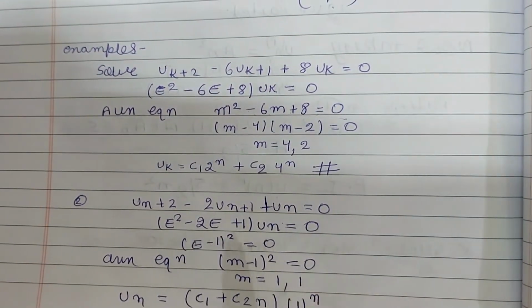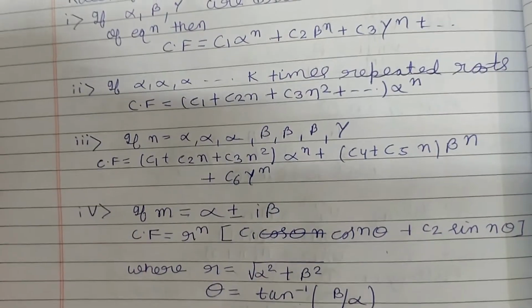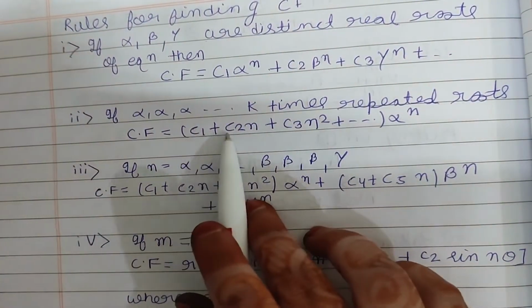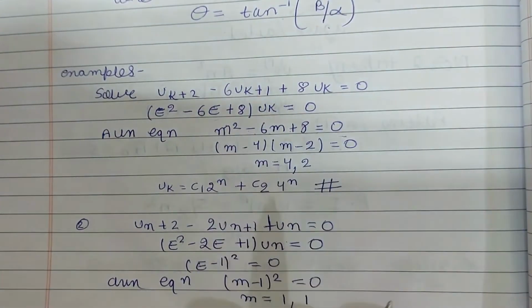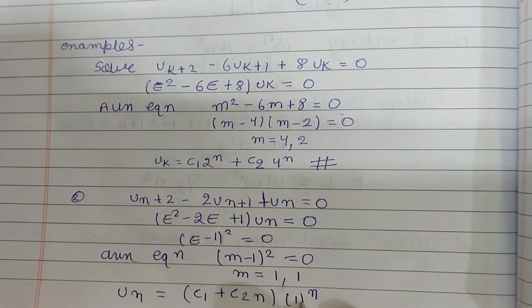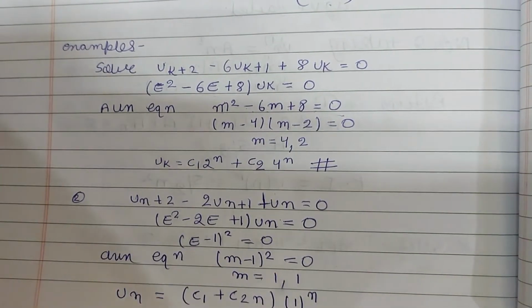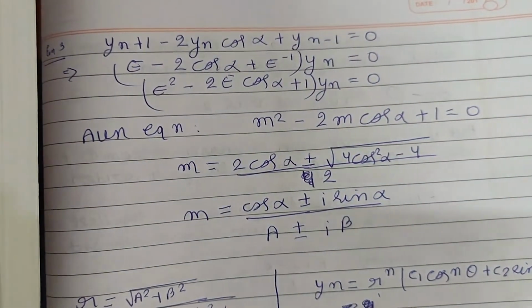So in the repeated root case, what we do is write it in this form, C1 plus C2n, alpha to the power n, because the root is repeated two times. So C1 plus C2n, alpha is 1, to the power n. So this is the example considering a different rule.